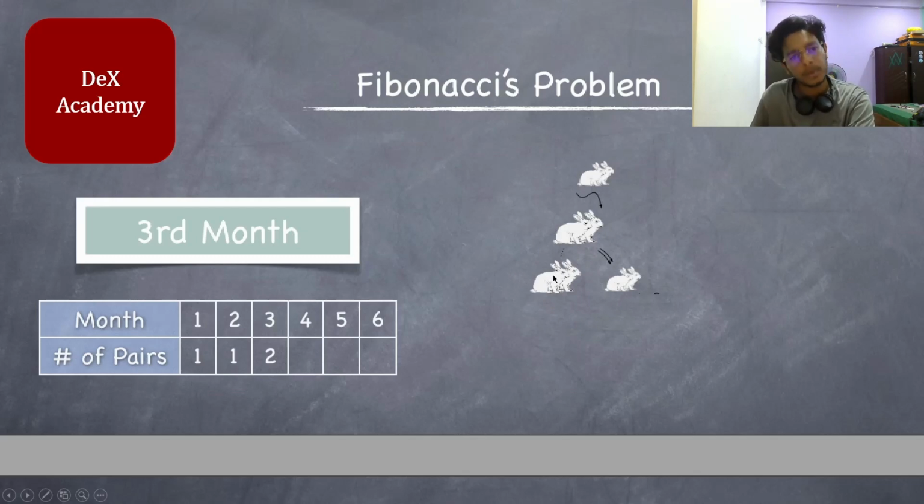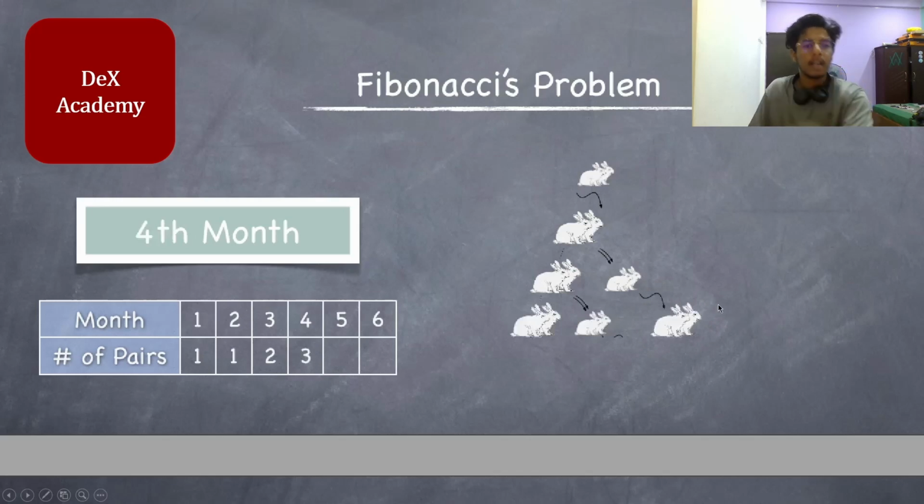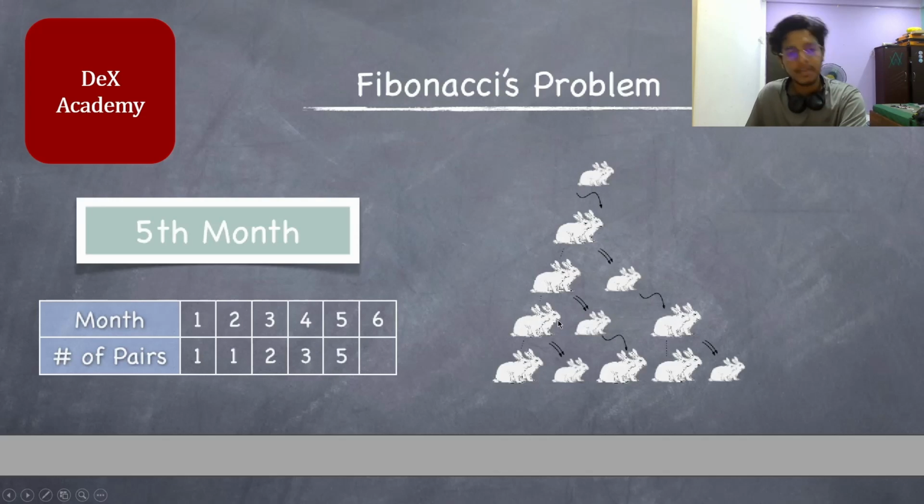Now let's move on to the fourth month. In the fourth month, this adult rabbit produces another offspring, and the previous offspring becomes an adult. So in the fourth month, there are a total of 3 rabbit pairs. Now let's move to the fifth month. In the fifth month, this adult rabbit produces another offspring, and the previously made offspring becomes an adult, and this adult prepares another offspring. Therefore, the total number of rabbit pairs is 5.